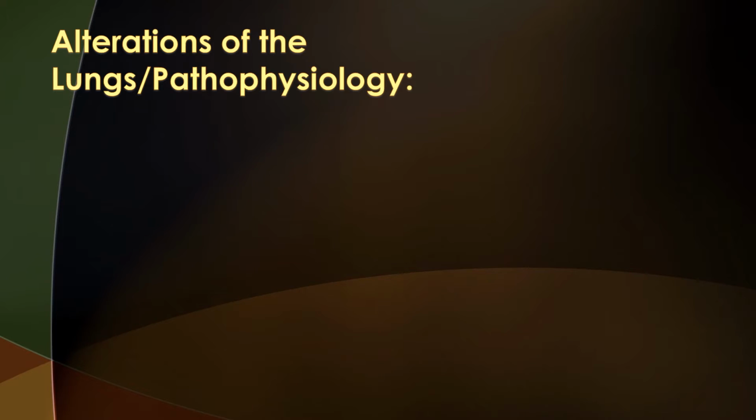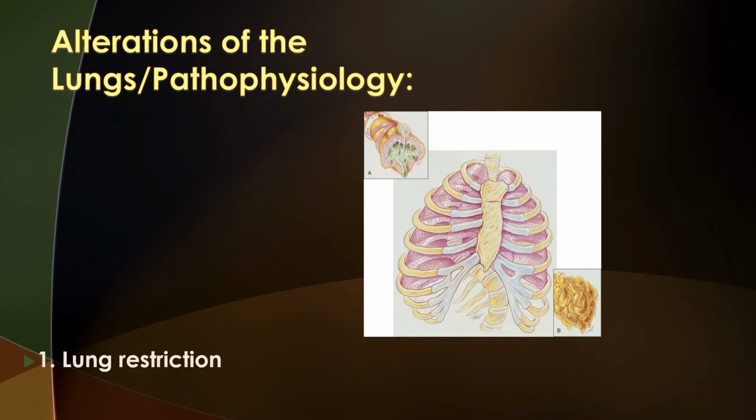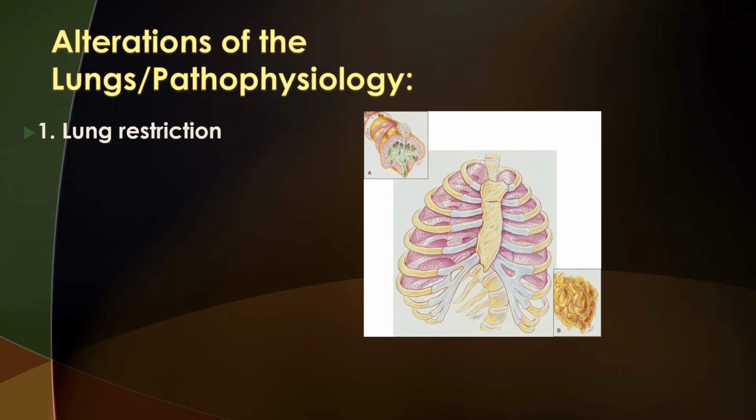Moving on to alteration of the lungs pathophysiology, kyphoscoliosis is a restrictive lung disease. It is considered to be one of the most severe restrictive diseases of all chest wall diseases. The vital capacity is decreased due to inspiratory muscle weakness. The total lung capacity and functional residual capacity are both decreased due to decreased lung compliance because the chest wall is impaired, which prevents normal inflation of the lungs.